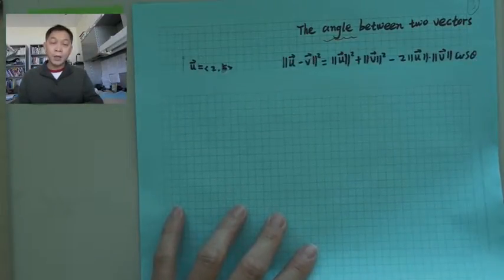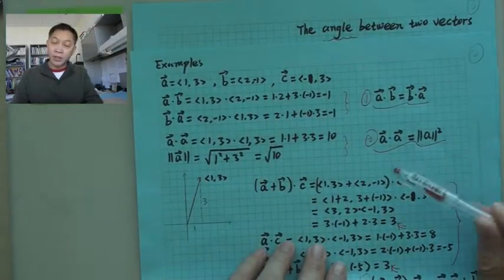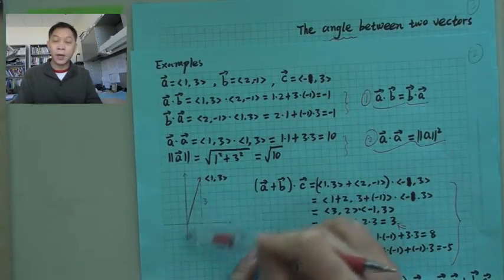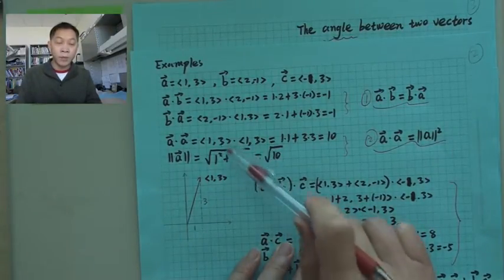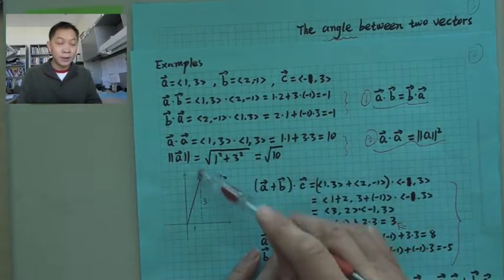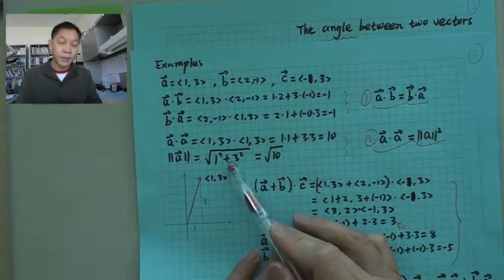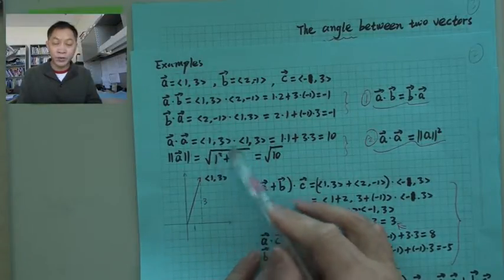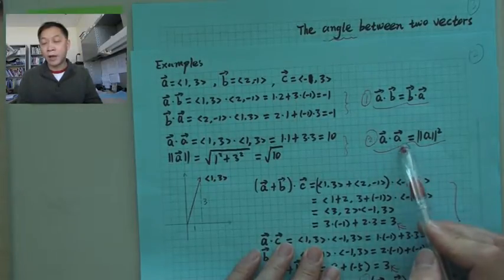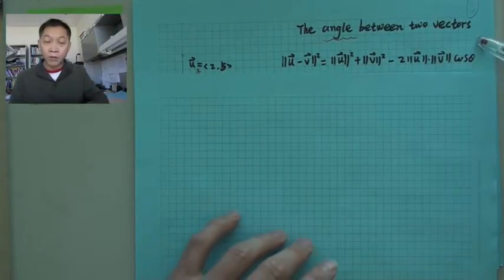Previously, we know by this example that a dot a is actually the length squared. a dot a is 1 squared plus 3 squared, which is 10. And the length is the square root of 1 squared plus 3 squared. So you have this property: any vector dotted with itself gives you the length squared. But we also know the law of cosine.